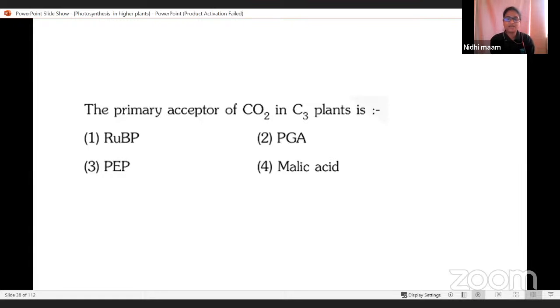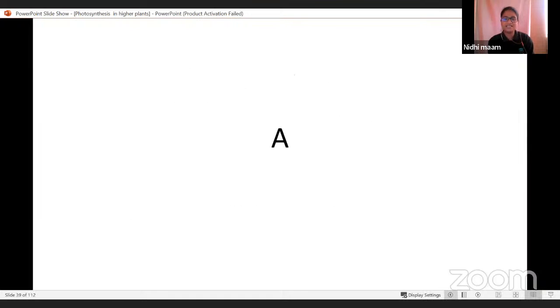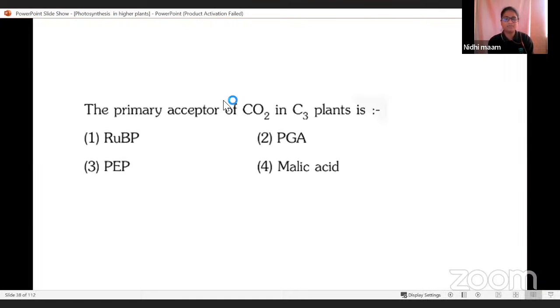The primary acceptor of carbon dioxide in C3 plant is: 1, RuBP; 2, PGA, phosphoglyceric acid; 3, PEP; 4, malic acid. So which is the primary acceptor of carbon dioxide in C3 plant? Shashank answered it. Jyoti Natekar and Chaitanya are active on YouTube. Sharat, Bhuvan answered it. So the right answer is option A, RuBP. Ammu also answered it, RuBP.